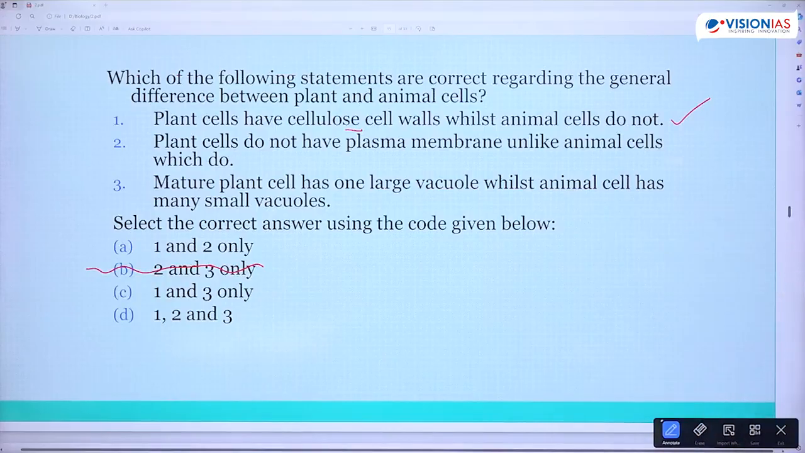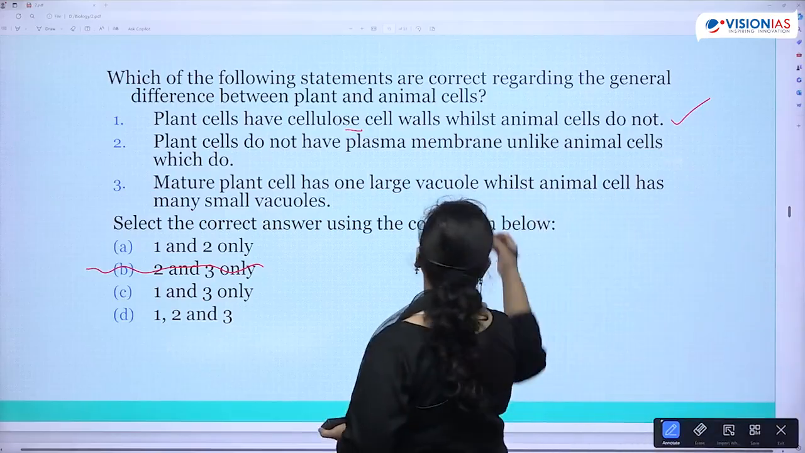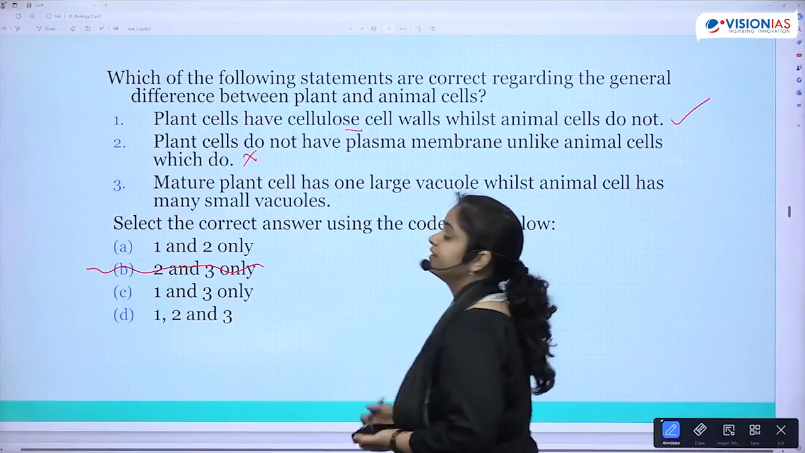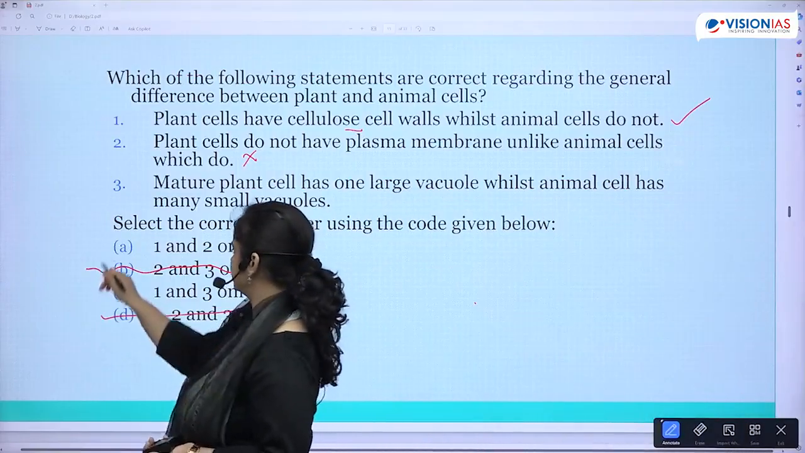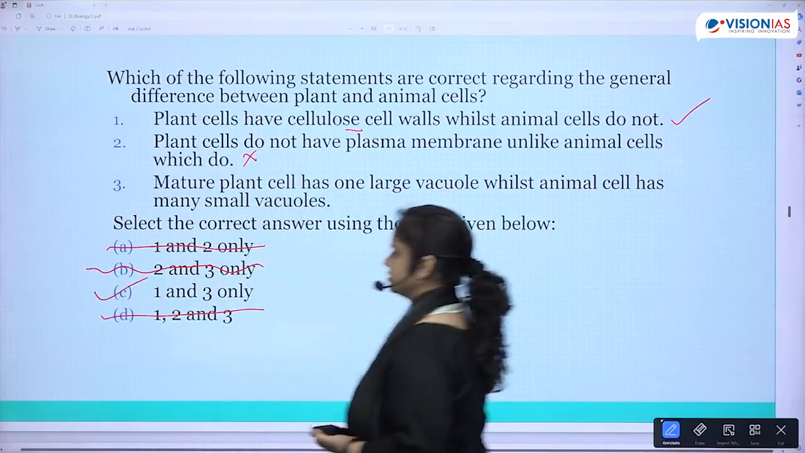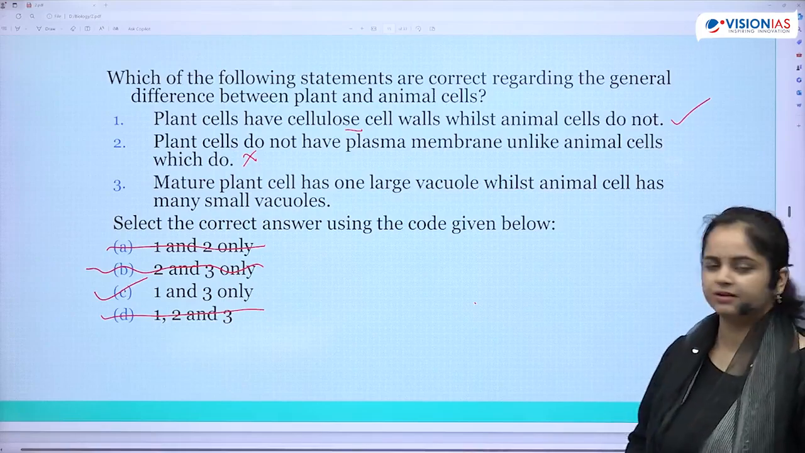Then plant cells do not have plasma membranes, unlike animal cells which do. So it's saying plant cells में plasma membrane या cell membrane नहीं होता है. So which is incorrect. The cell wall they have is in addition to the plasma membrane. So second statement is also incorrect, which leads us to the answer, which is C, 1 and 3 only. The third statement is mature plant cell has one large vacuole while the animal cell has many small vacuoles. So C, 1 and 3 only.